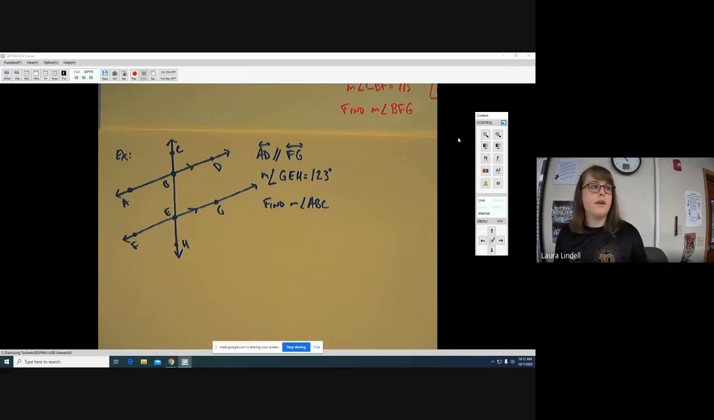There's our next one. Give you a moment to write it down. We are told that line AD is parallel to line FG, and that the measure of angle GEH is 123 degrees. So as you're drawing your picture, find angle GEH and label it as 123 degrees.